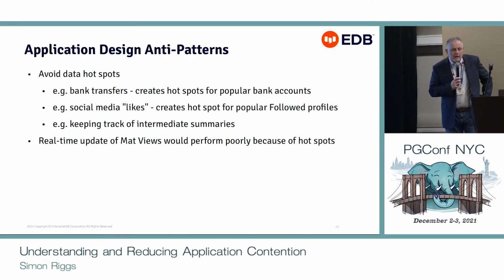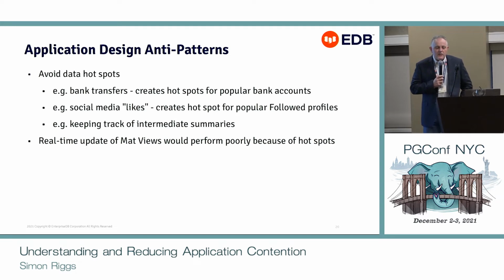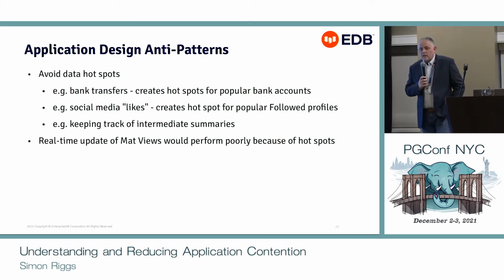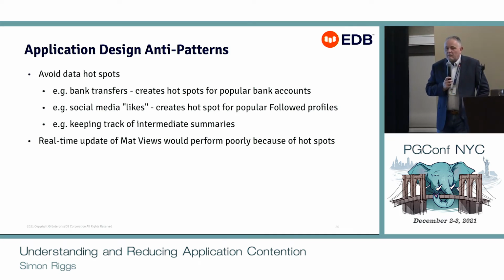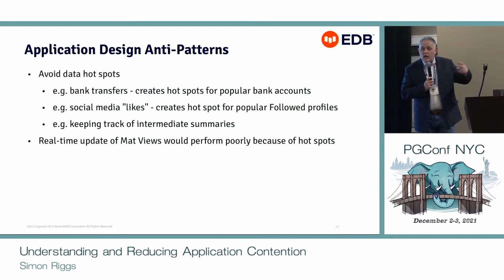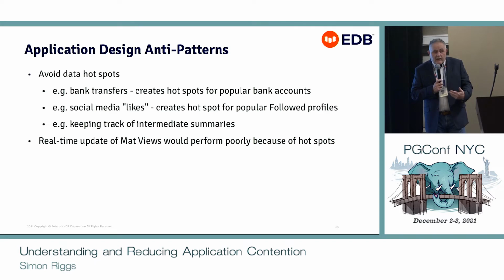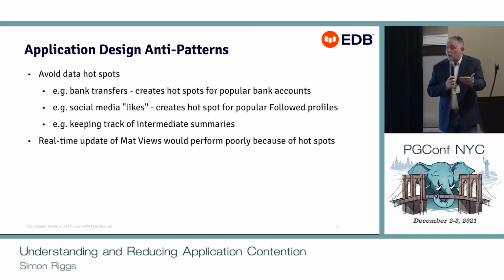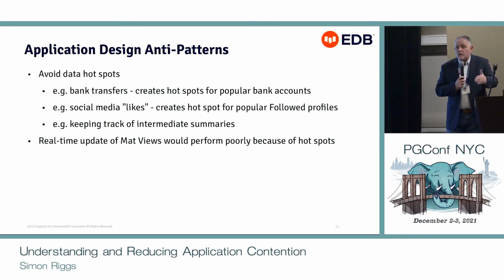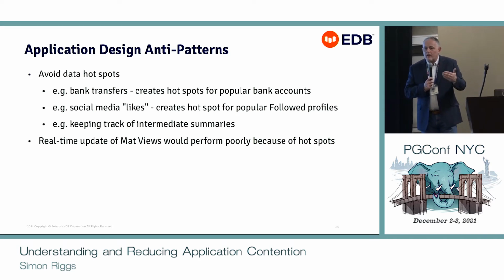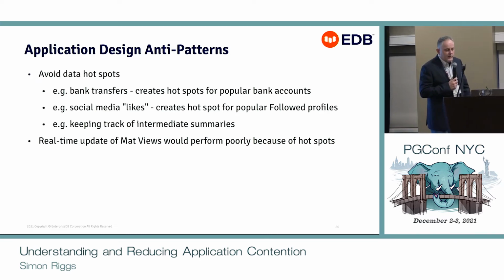So let's have a look at some application design anti-patterns. Basically, the types of things that cause hotspots in the code. Well, bank transfers are one. If everybody transfers money to the hotel, you'll see that hundreds of people are transferring money from their account to the hotel's account, and the hotel's account is obviously going to be a hotspot in that situation because it's going to have hundreds more transactions per time unit than individual payers.